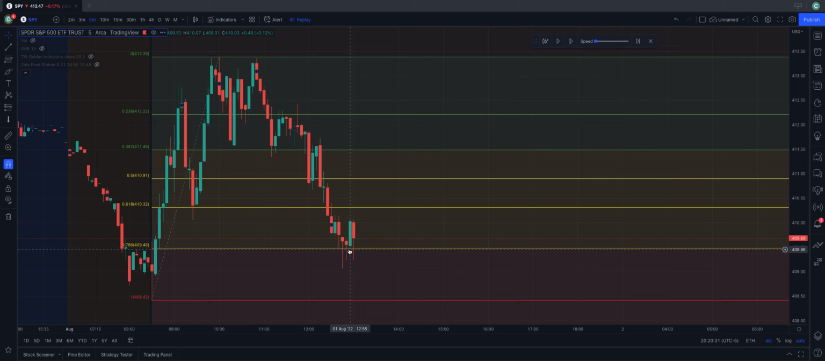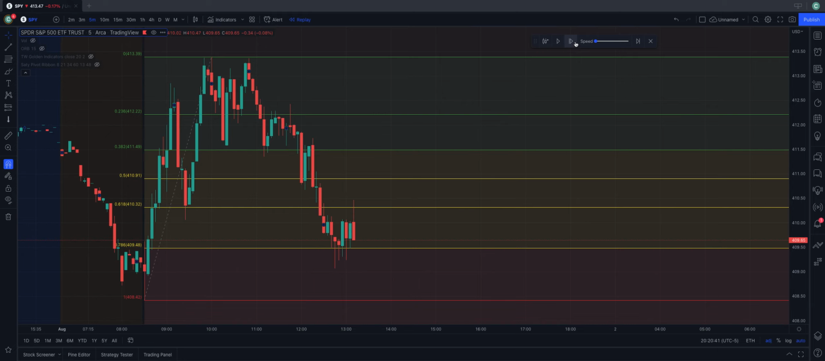Look at these candles here. Look at these long lower wicks. So this is telling me that buyers are stepping in here at this 786 level. So I'm liking that. Same thing again, look, bounce, bounce. Now we cross the 618 level.